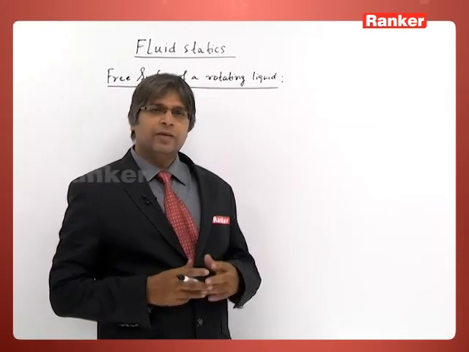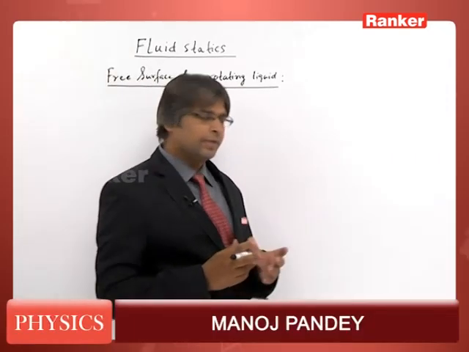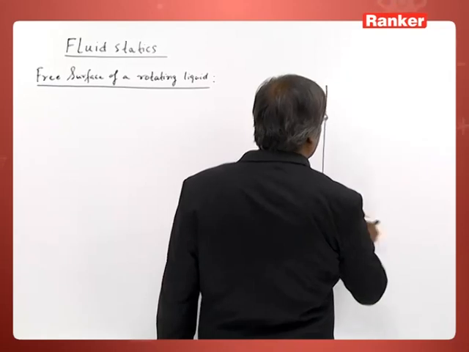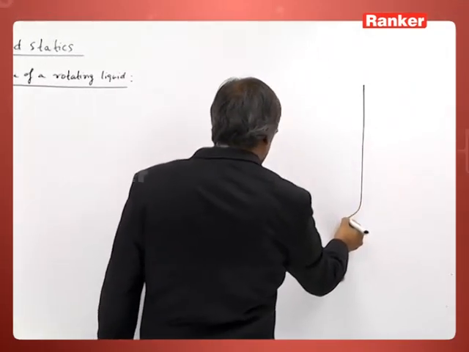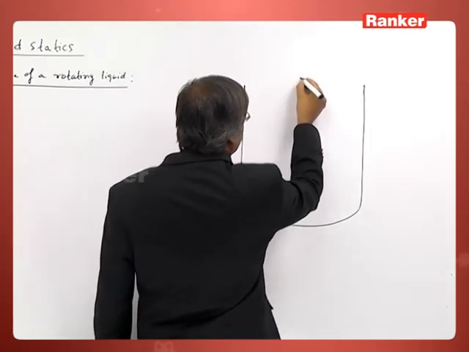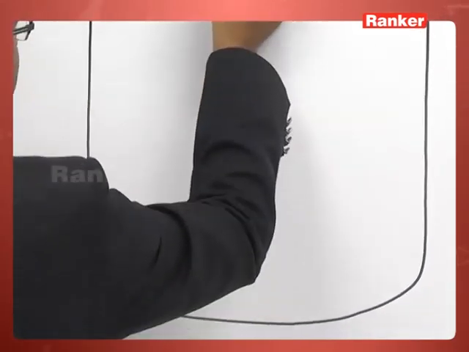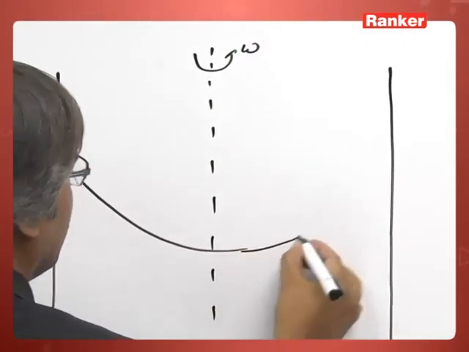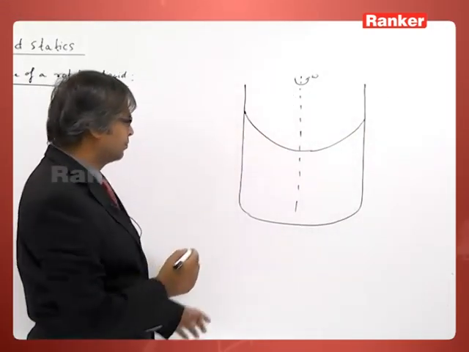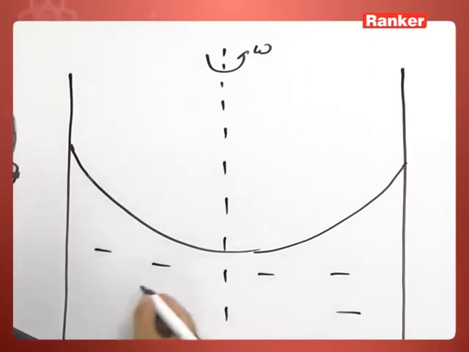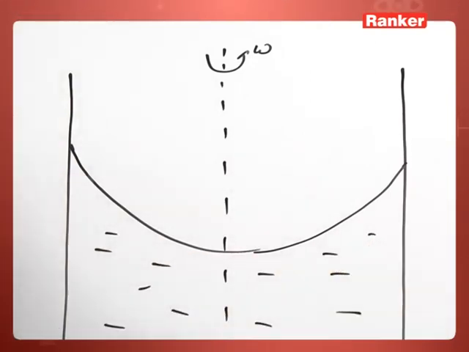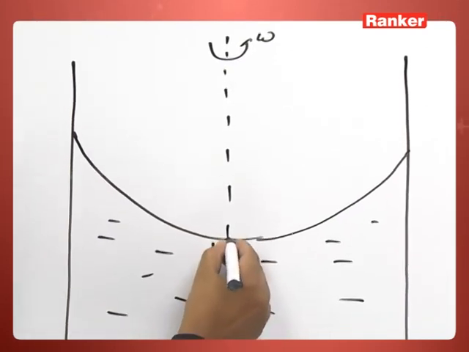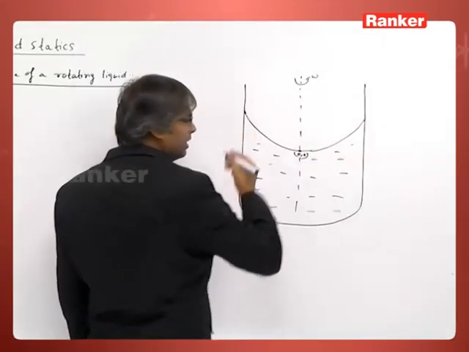Now, let us see the free surface of a rotating liquid. So, consider a vessel in which a liquid is confined and this vessel is rotated about its axis with omega like this. So, you see this is the free surface of the liquid. This liquid is under rotation about this axis and I assume that 0 is the origin. So, I am interested in this equation.